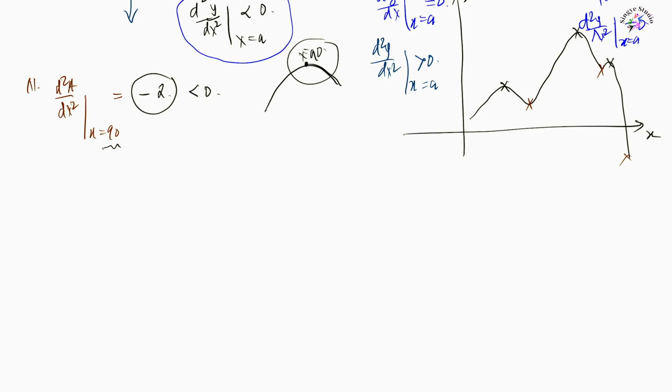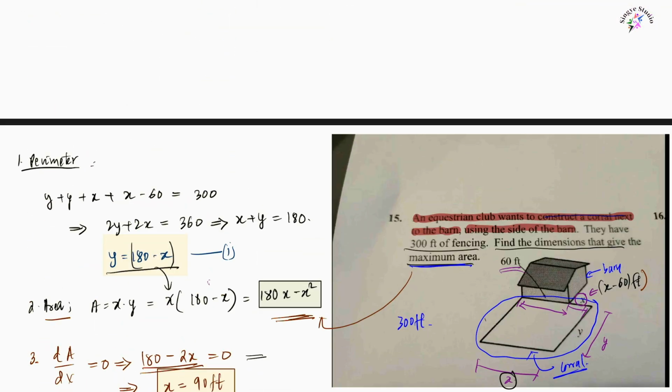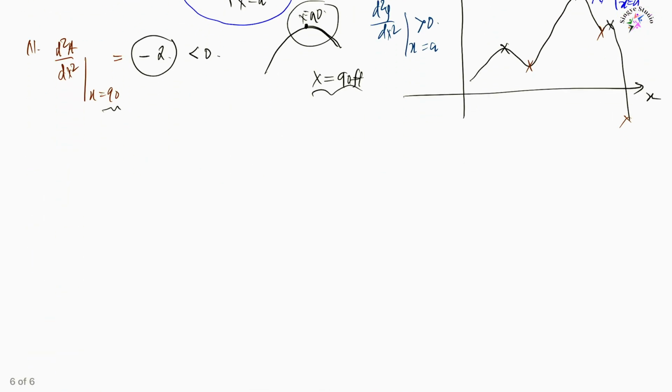Okay, now we agree that one dimension should be 90 feet. What should be the other dimension? The other dimension can be easily found by this relation. What is the relation? The relation is y equals 180 minus x, which implies y equals 180 minus 90, which is 90 feet. So see here, I told you that among the rectangles, the square is the most efficient rectangle. Two sides should be equal, which means x equals y, which is 90 feet.